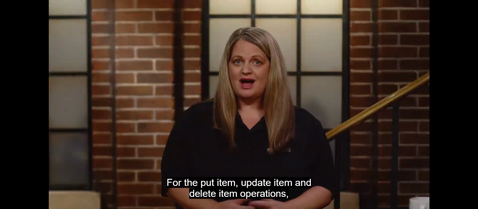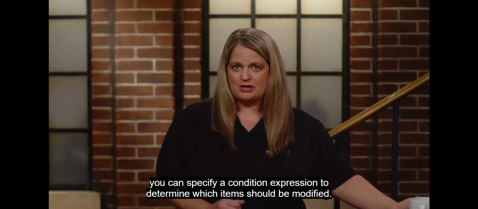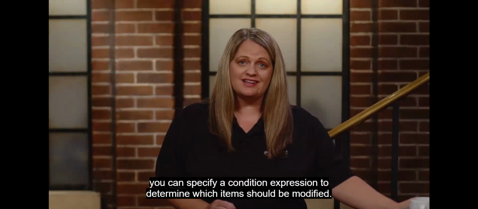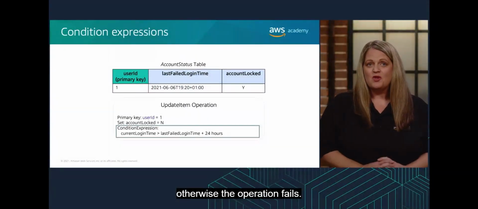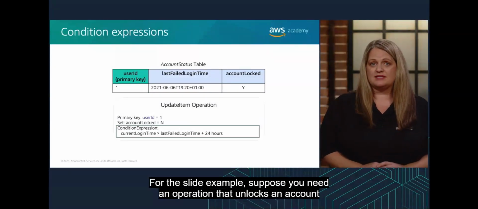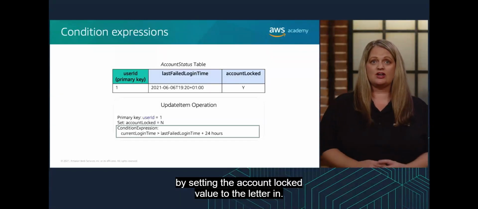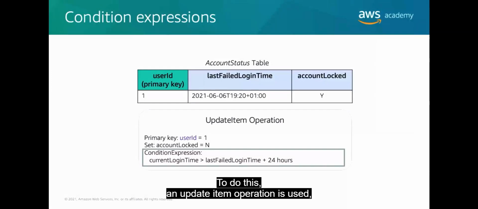For the put item, update item, and delete item operations, you can specify a condition expression to determine which items should be modified. If the condition expression evaluates to true, the operation succeeds. Otherwise, the operation fails. For the slide example, suppose you need an operation that unlocks an account by setting the account locked value to the letter N. However, you do not want this operation to run if the user had a failed login attempt in the previous 24 hours. To do this, an update item operation is used.